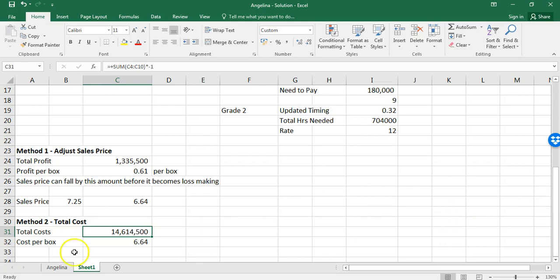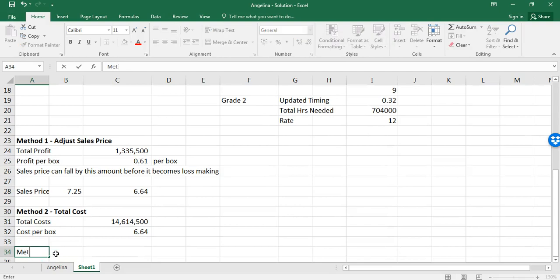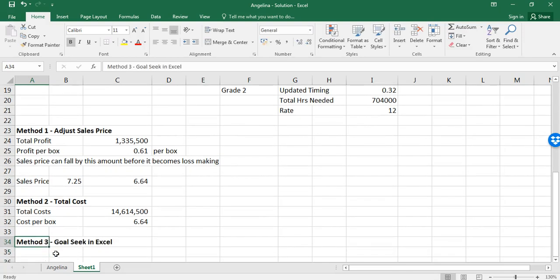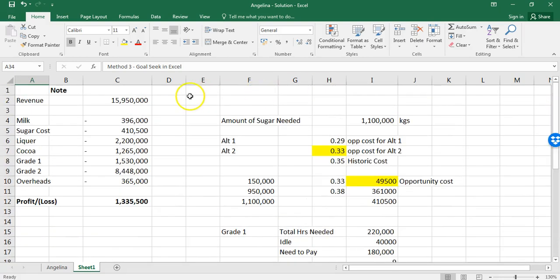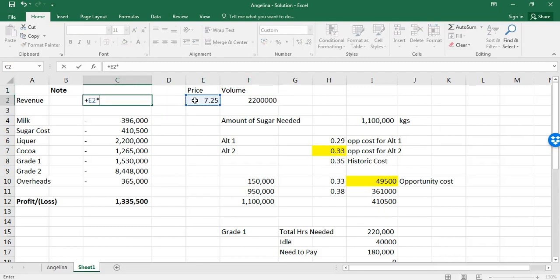The final method is an interesting one. Now, you won't be examined on this, but it might be useful in your own work to use the goal seek function in Excel. So how this works is, you go up here. Now I'm just going to split this off, that the volume is 2.2 million and the price is 725. So I'll say price and I'll say the volume. And I'll just say this, the price times the volume gets your revenue.